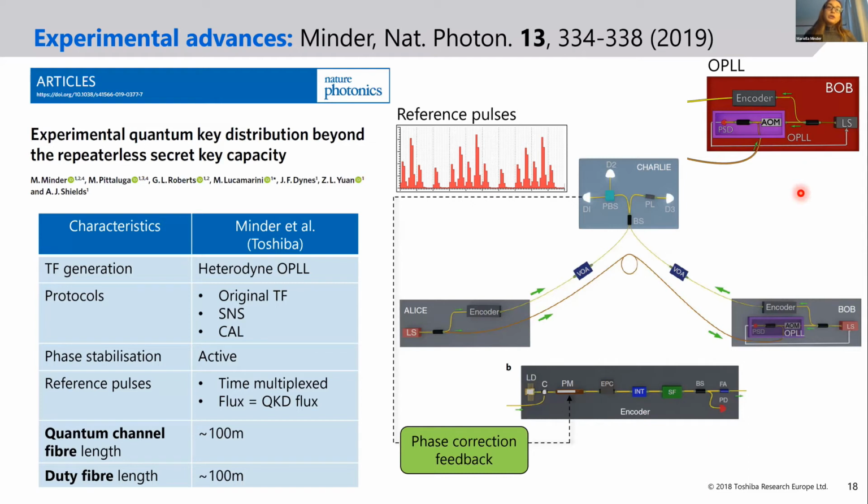And we also used an active phase stabilization. So we used some reference pulses that were time multiplexed with our QKD pulses, and then we used their SPD detection to calculate a correction signal to send to a phase modulator and actively correct the phase. The other thing we did is we wanted to represent all the three categories of protocols, so we tried to implement all three.